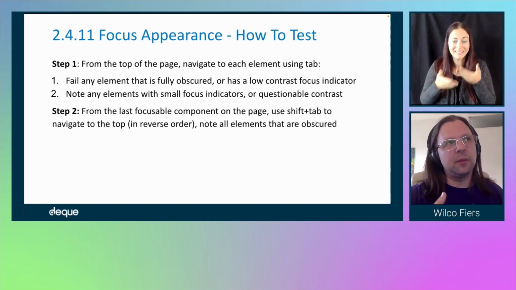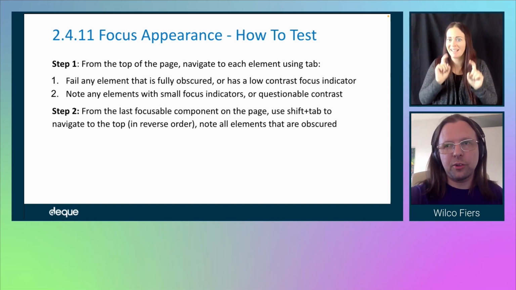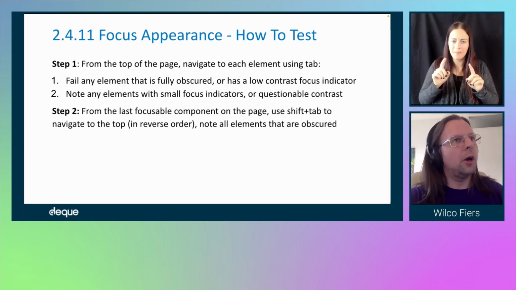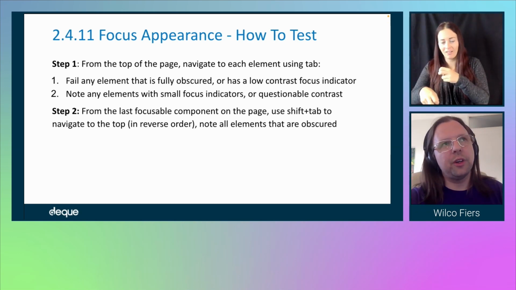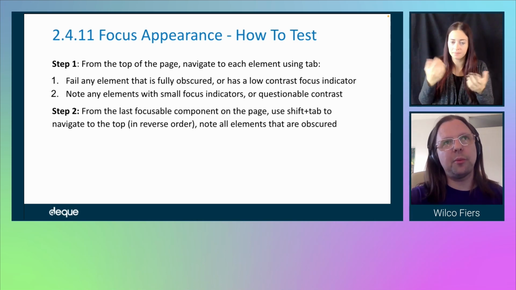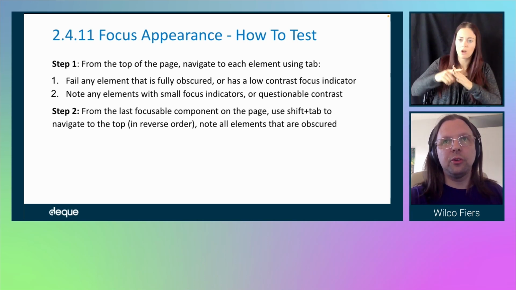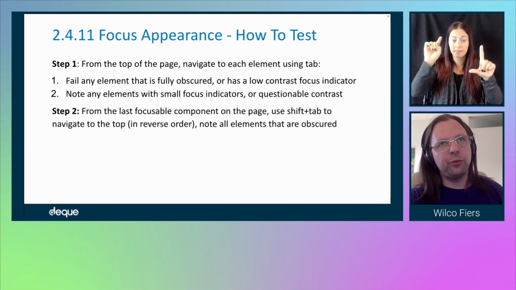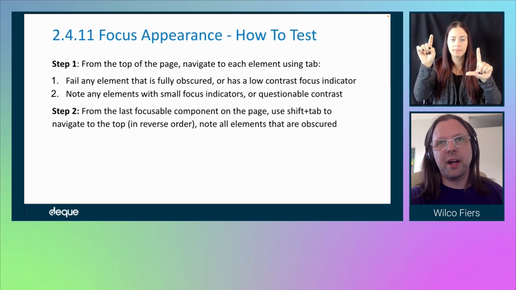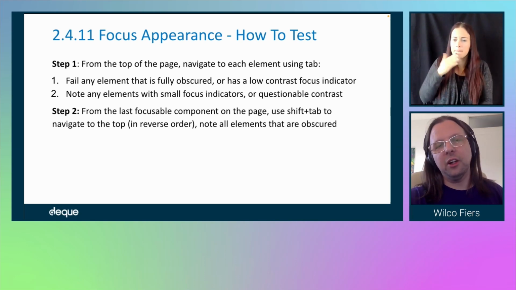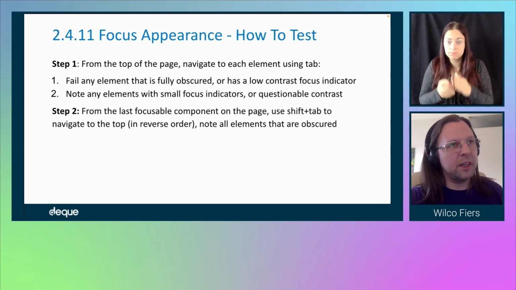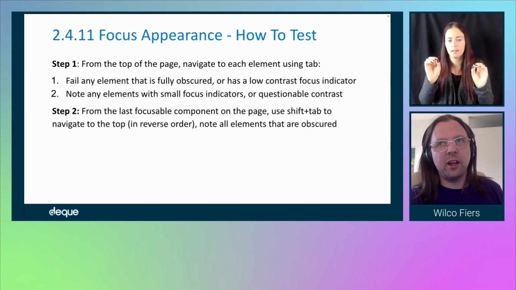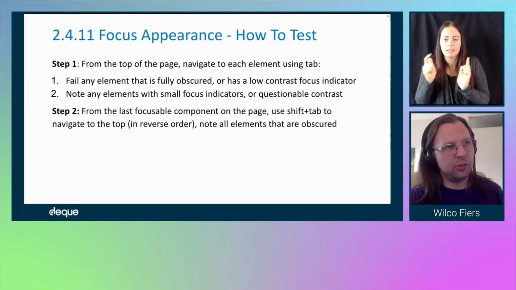So how do we test this thing? It's a fairly complicated success criterion, but testing it is not quite as difficult. So in step 1, we just want to go from the top of the page, navigating to each element using the tab. We'll fail any element that is fully obscured or that has very bad contrast on the focus indicator or no focus indicator at all. And we'll just make a note of all the elements that have a small focus indicator, that have questionable contrast. We'll put those aside for now.